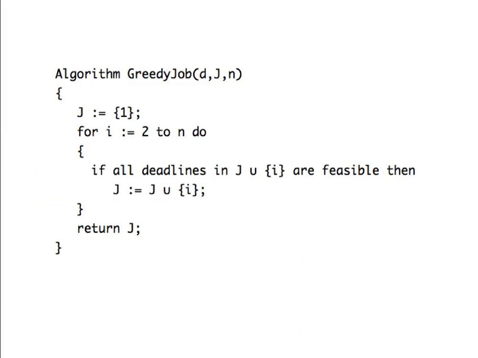So here is a high-level description of the algorithm that we have in mind. We have an algorithm greedy job which takes as input D, which is a sequence of deadlines, and it has N, which is the number of jobs, and we have a parameter j, which is a feasible subset we are going to pick and return.